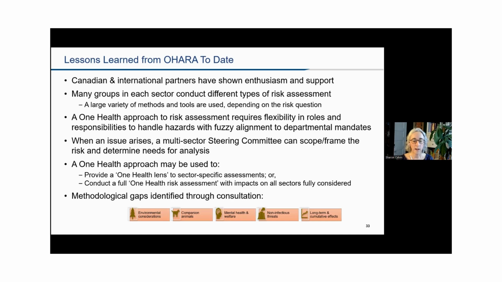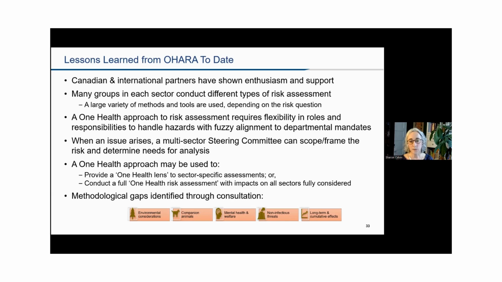One of the key processes that we felt was really important is that when an issue arises, a multi-sectoral steering committee can scope or frame the risk and determine needs for analysis. And so this scoping and framing of the risk is such a key, important first step that really sets the tone for the rest of the work. And doing that in a multi-sectoral way is important. We found that, as I mentioned, the One Health approach can be used either to provide a One Health lens to sector-specific risk assessments, or to conduct full One Health risk assessments.